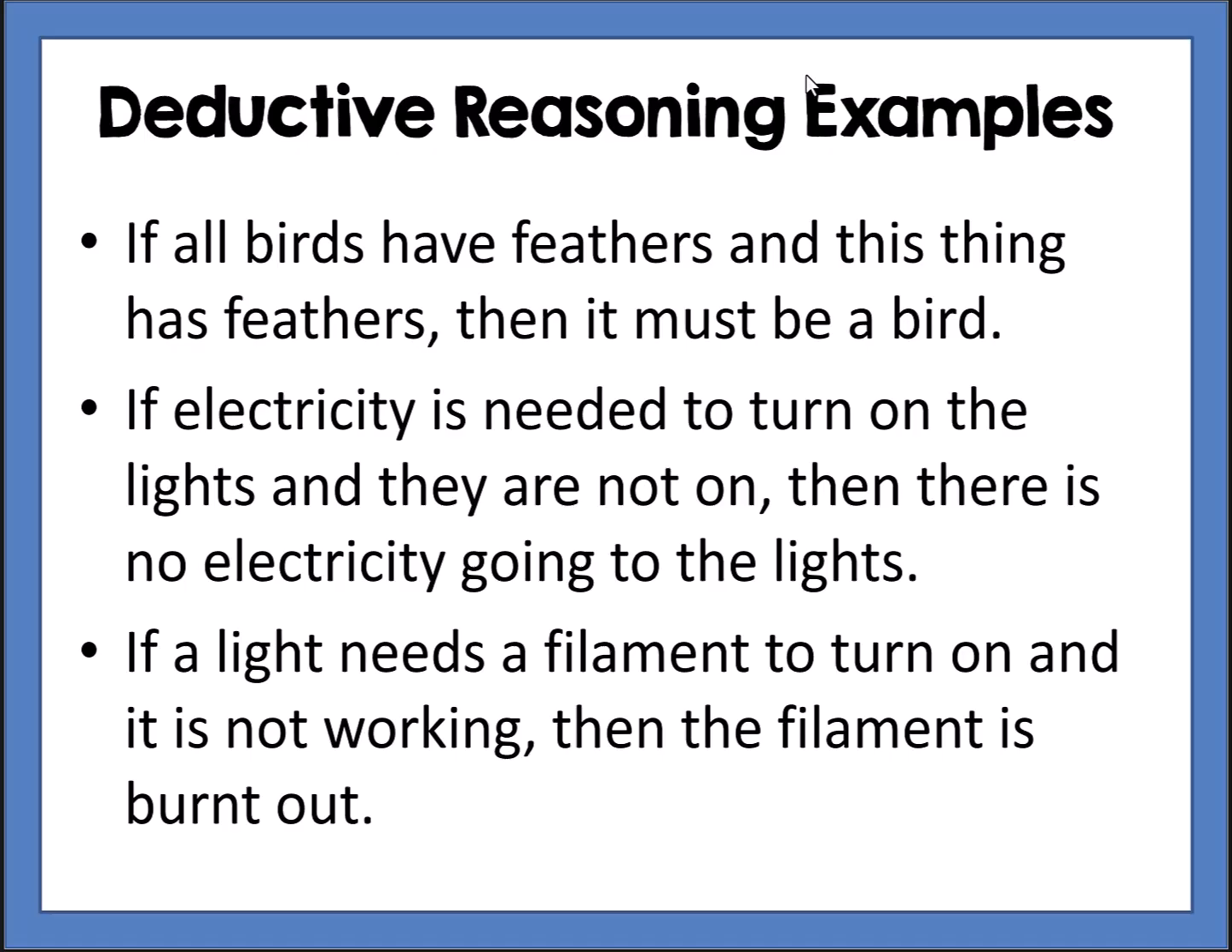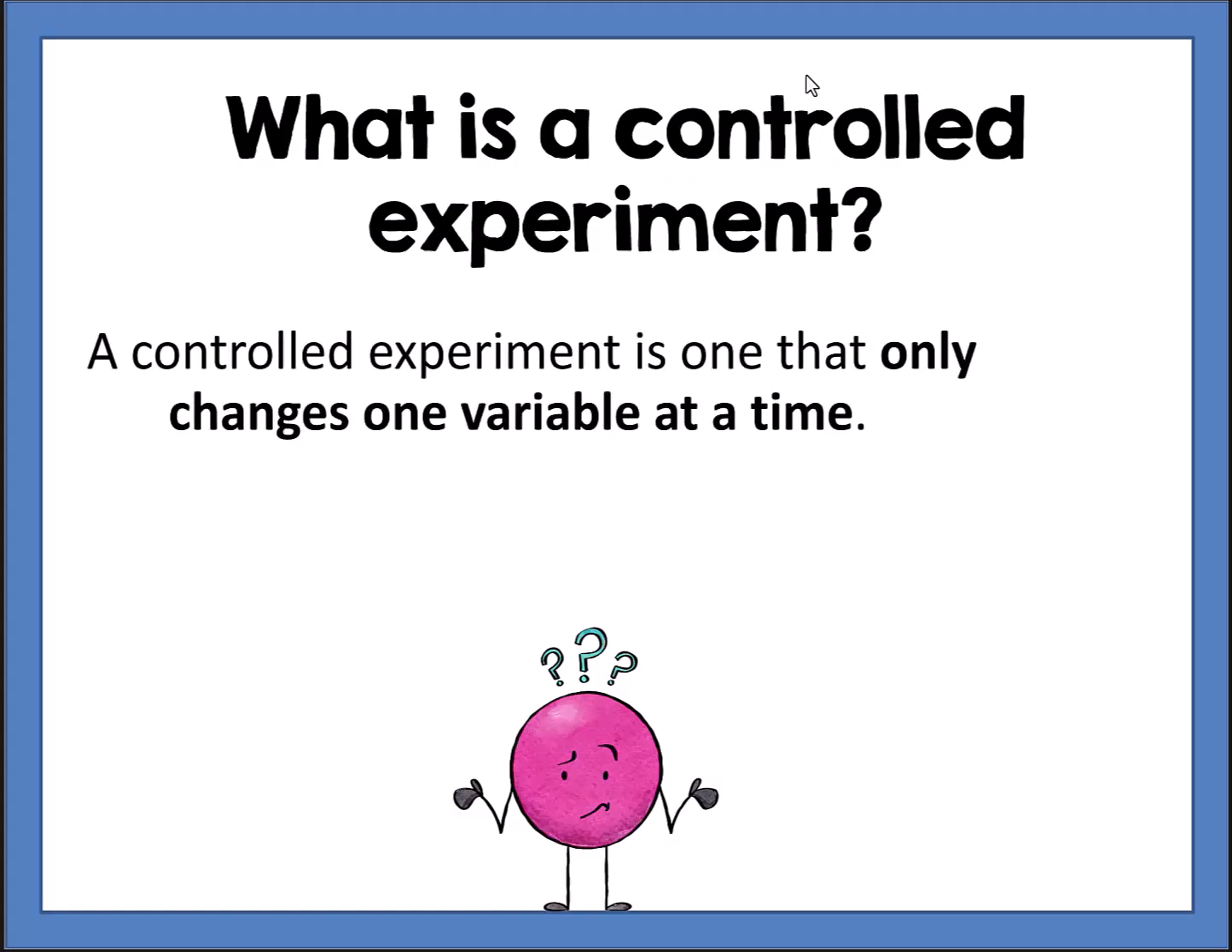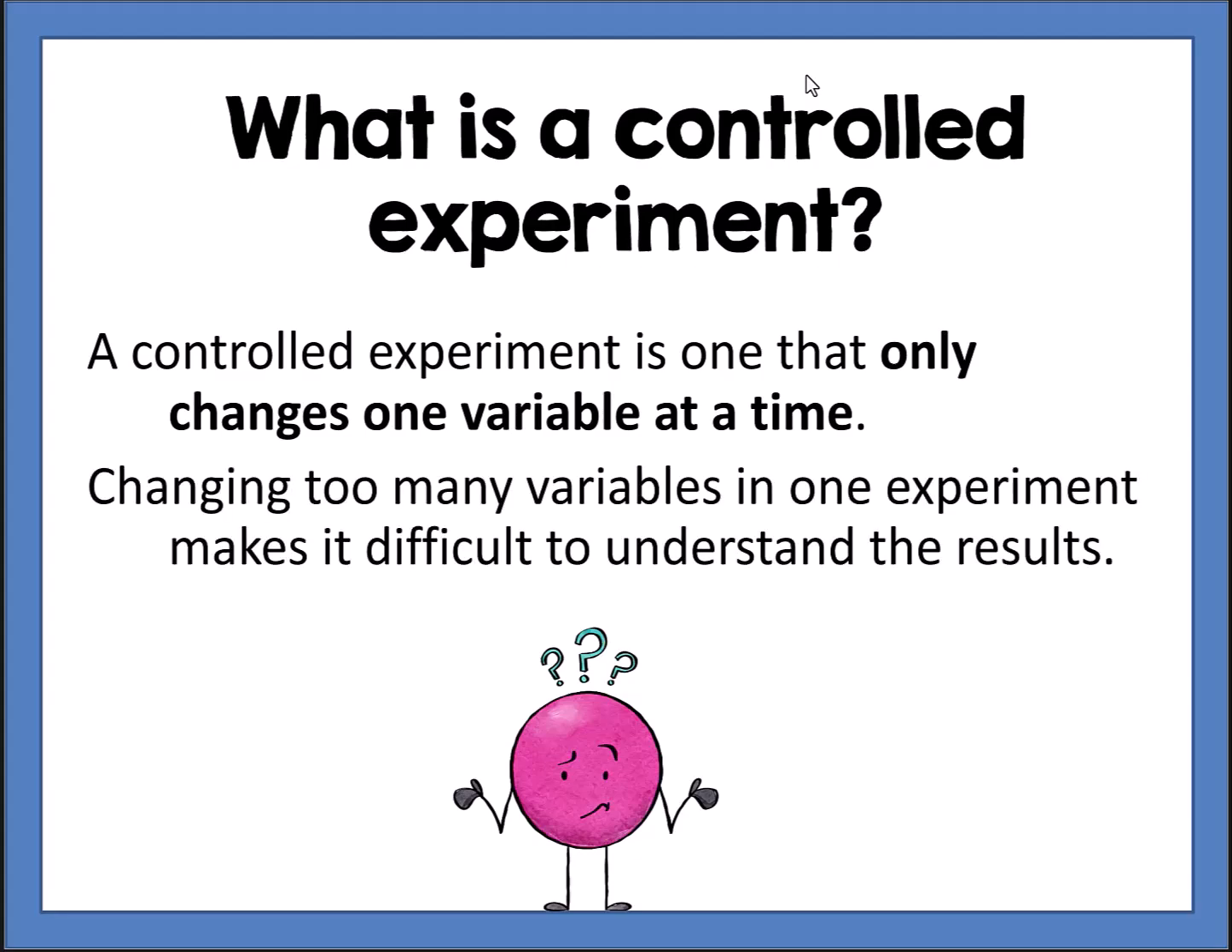Once we form a hypothesis, we run what's called a controlled experiment. So a controlled experiment is one that only changes one variable at a time. Because changing too many variables in one experiment makes it difficult to understand the results. So for example, if you try to call your dog in from the backyard and you call come and you call treat and the dog comes, then you don't know whether they came because you gave the command for come or because you were offering a treat. There's too many variables in there. So eliminating one of those things will help you to figure out if the experiment is going the way that you think that it should.